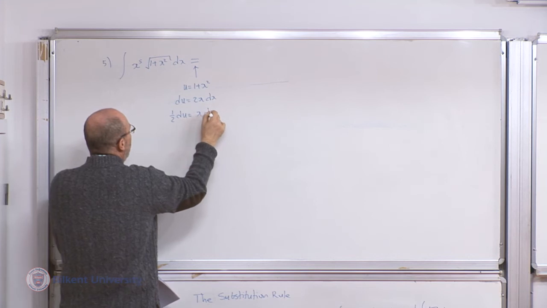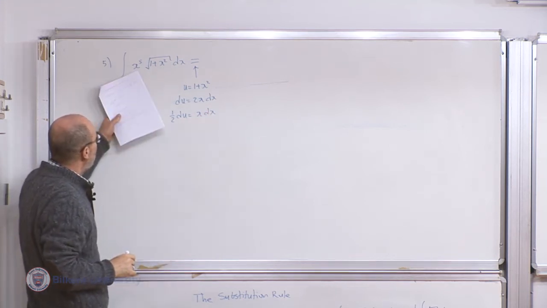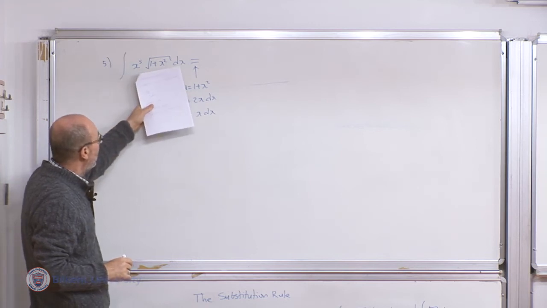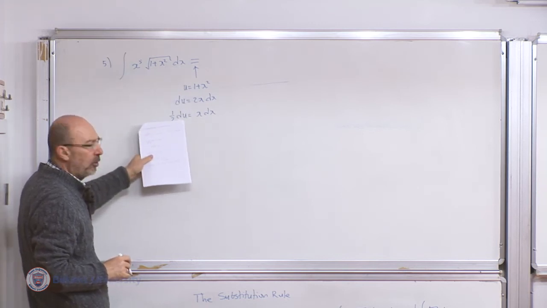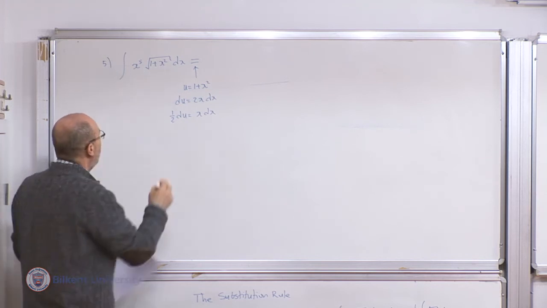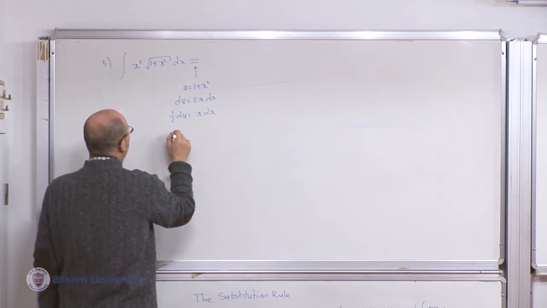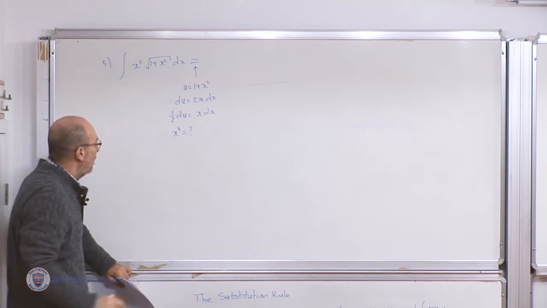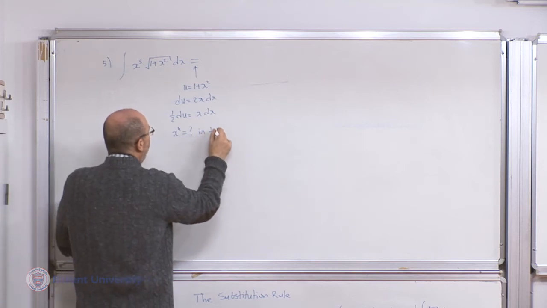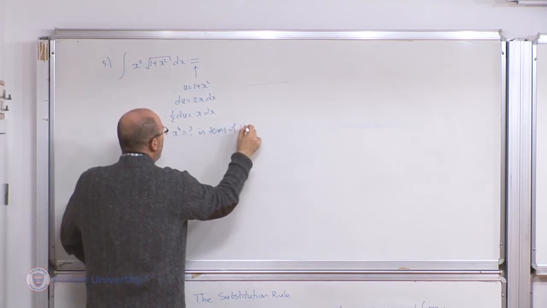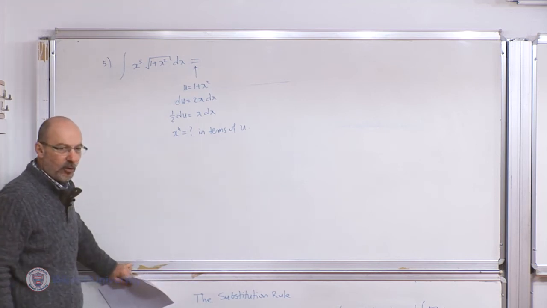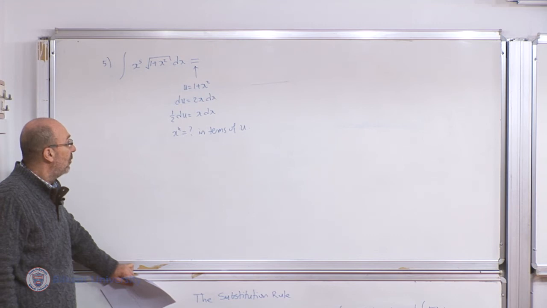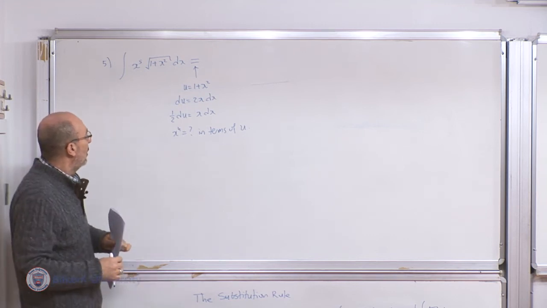I have x dx. So what is left here is x to the 4. One of these x's combined with dx will give me the new du. So what do I do with x to the 4? How do I replace it in terms of u? Yes? We can say u minus 1 is equal to x squared.